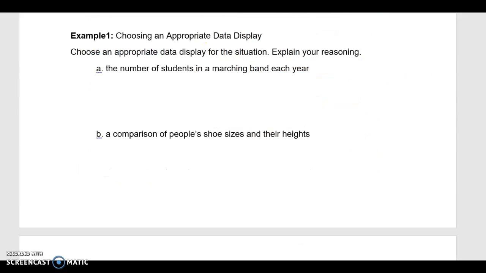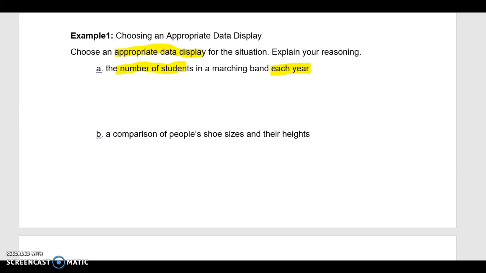All right. Okay, so let's take a look at example one. In this one, it says, choose the appropriate data display for each situation and explain your reasoning. What you want to do here is look for some keywords. In this one, it says the number of students in marching band each year.